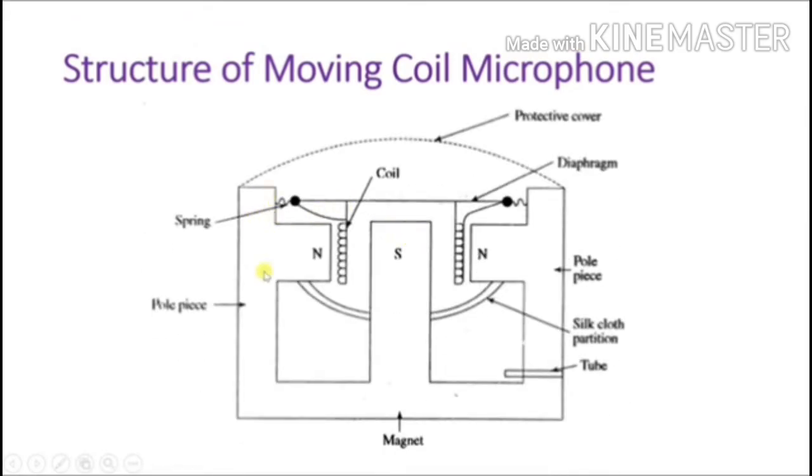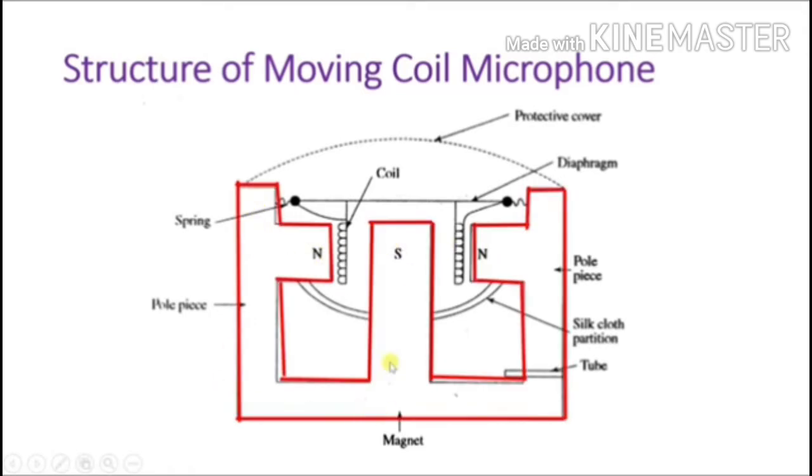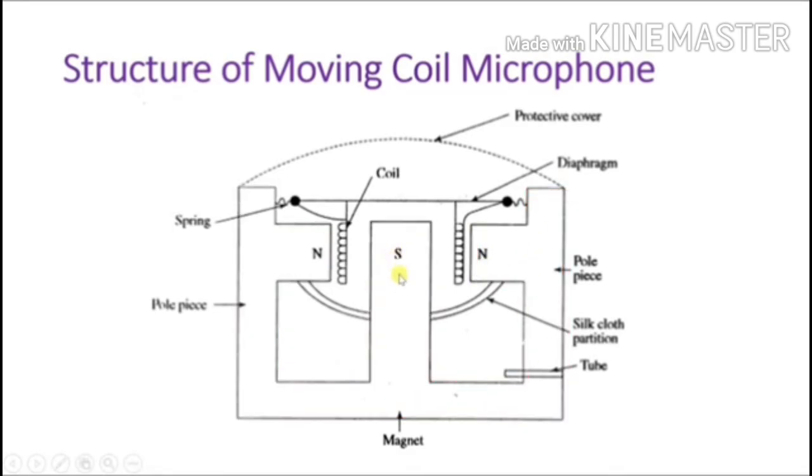If you see the structure over here, this is the magnet that one can see, and this magnet has a south pole over here, and these two are north poles. So the magnetic field will emerge from the north pole and get enclosed to the south pole. You'll find the magnetic field in this direction, from north to south, and that is the constant magnetic field because of this permanent magnet.